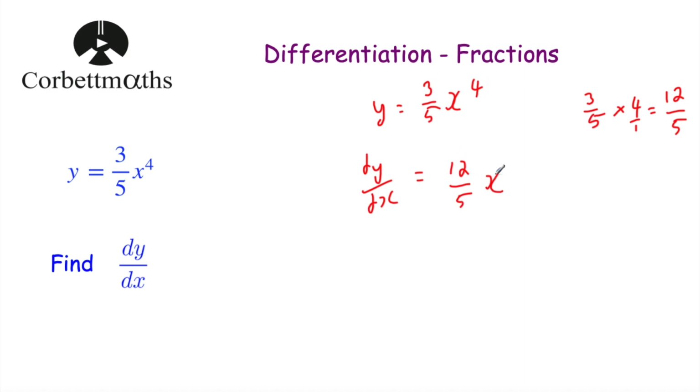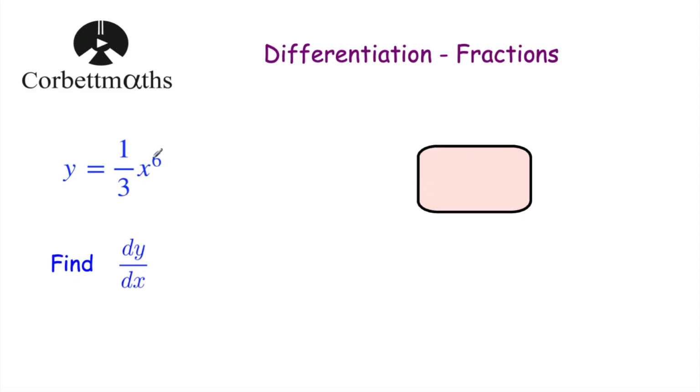Then we've got x, and then we're going to reduce the power by 1. It was 4. When you take away 1, you get 3. So that means that if y is equal to 3/5 x to the power of 4, dy by dx is equal to 12/5 x to the power of 3, or x cubed. And that's it. Okay, let's have a look at our next example.